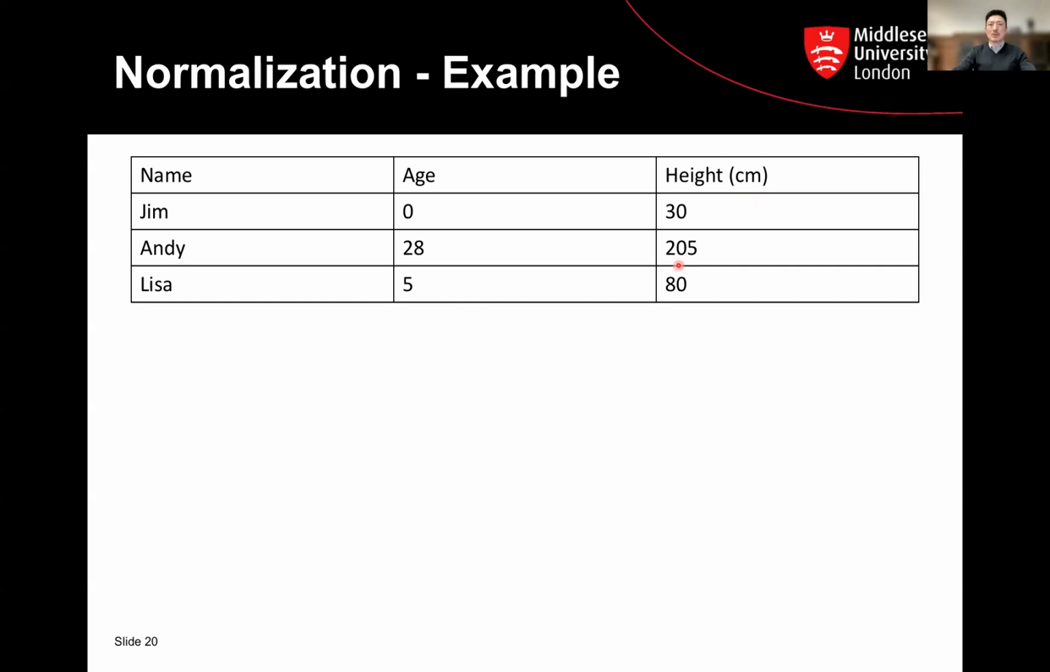Now, another way to think about this: if you measure height in meters instead of centimeters, all the values you're going to get will be, say, 0.3, 2.05, and 0.8. These values suddenly become very small in their overall contribution to the distance between the people, in comparison to the age, whose value will be between 0 and 100, while this will be, say, 0.3 and 2.5 maximum, for example.